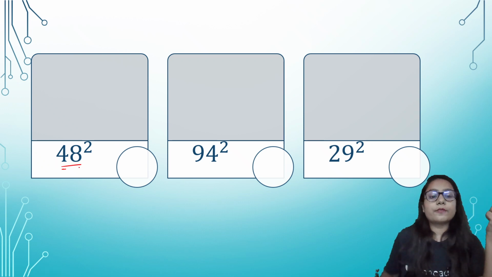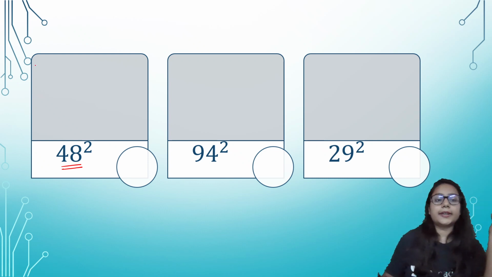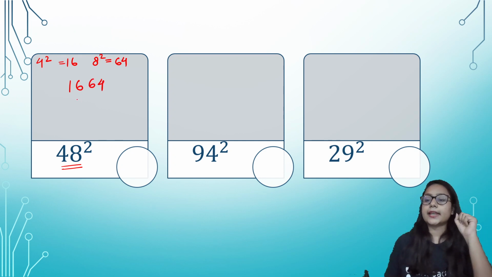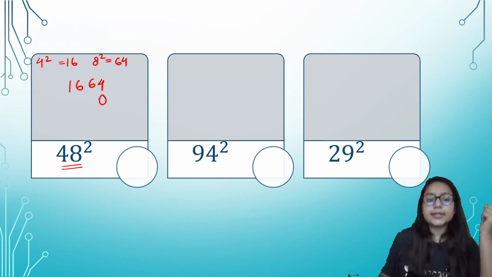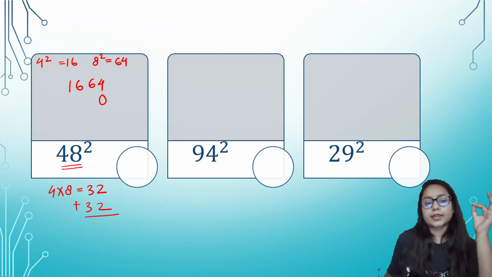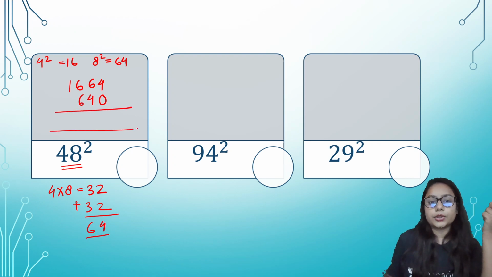Now the number here is 48 square. Let us find the square of 48. For that, calculate 4 square, which is 16. What is 8 square? That is 64. Write both the squares side by side, 16 and 64. Step 2: write a 0 beneath it. Step 3: find the product of digits. What is the product of digits? 4 into 8, 32. Double the product, 64. Write 64 here and add it. What do you have?